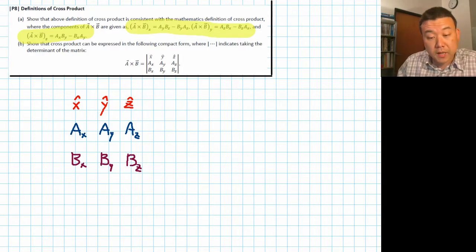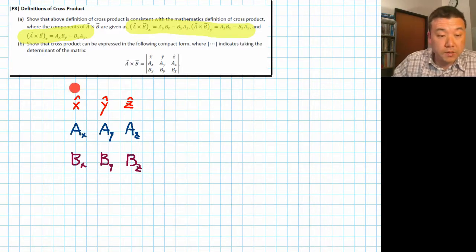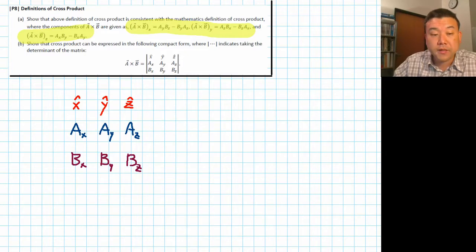You can also look at this row-wise. The first row is the x component. The order is important: the unit vector, the first of the two cross product vectors, and the second of the two cross product vectors. Then the y component, and then the z component.